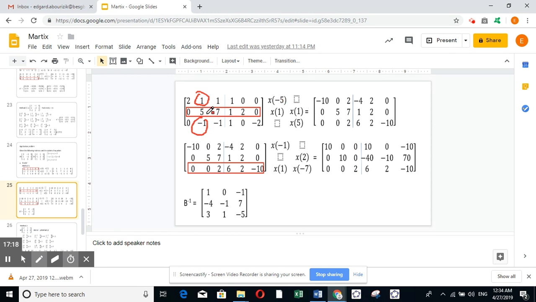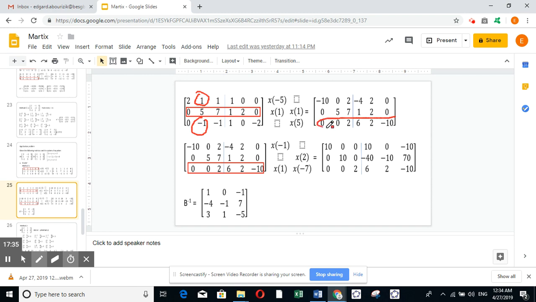0 and 0, 0. Here 5 and minus 1, I multiply down by 5 and this one by 1. 5 minus 5 is 0. 7 minus 5 is 2. 1 plus 5 is 6. 2 plus 0 is 2. 0 minus 10 is minus 10.